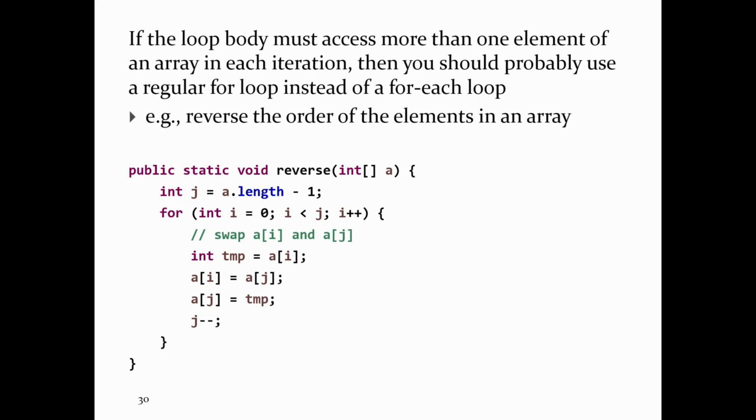Okay, so there's another example of where, when you're accessing more than one element at the same time, you probably don't want to use a for each loop to write this loop. Now, you can improve this slightly.